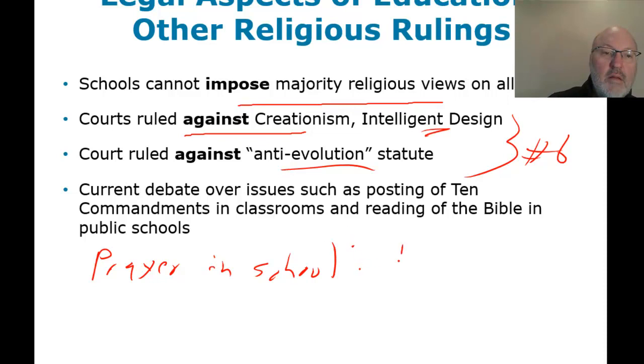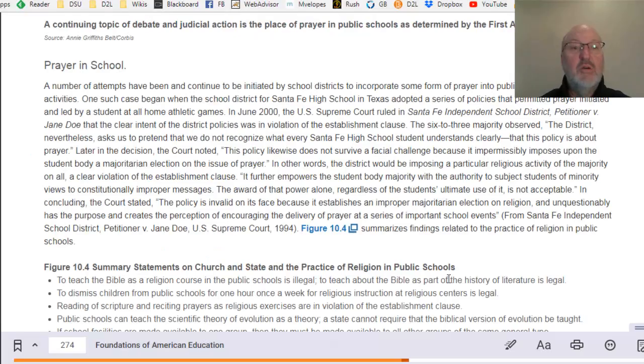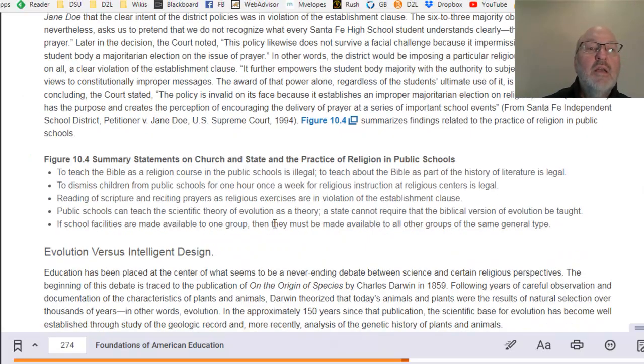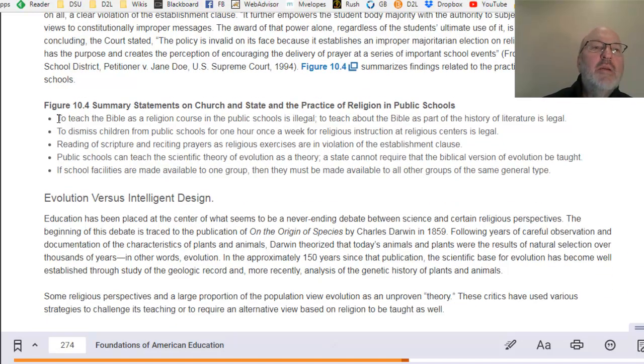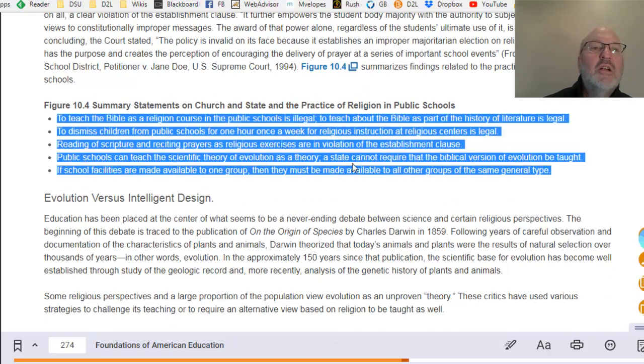Okay, and this will be your number seven. And here's what I want you to put about prayer in school. I want you to look this over, read through this. Imposing a particular religious activity on the majority of all. So that's so here. Tell me about these here.